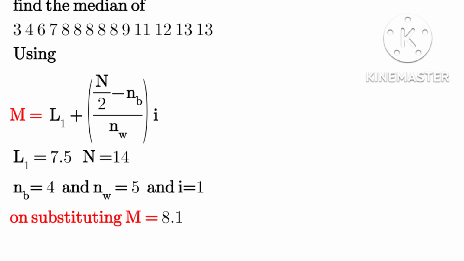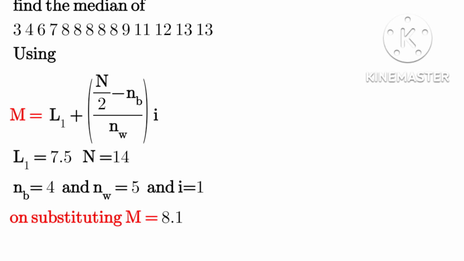So questions like this, we have a repeated value of 8. We have 8, how many times? That's 5 times. Then the number before the repeated value is 3, 4, 6, 7, and they are 4 in number, that's NB. Then the other one, the number after it, they are 5 in number, that's from 9, 11, 12, 13, 13.